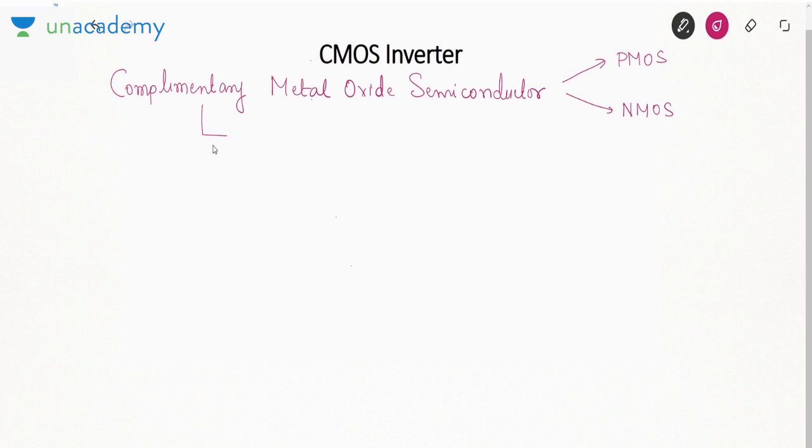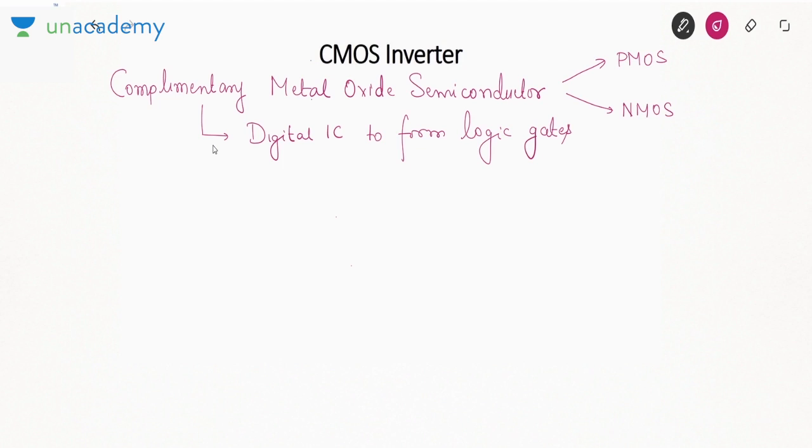Now this technology is used in digital ICs to form logic gates. We can form different logic gates like AND gate, OR gate, NOT gate. Everything can be realized using the CMOS devices, or the PMOS and the NMOS transistor. But in our analog electronics, we are only studying one digital circuit, that is the NOT gate, or you can say inverter. So I'll only be talking about one circuit, that is the inverter.